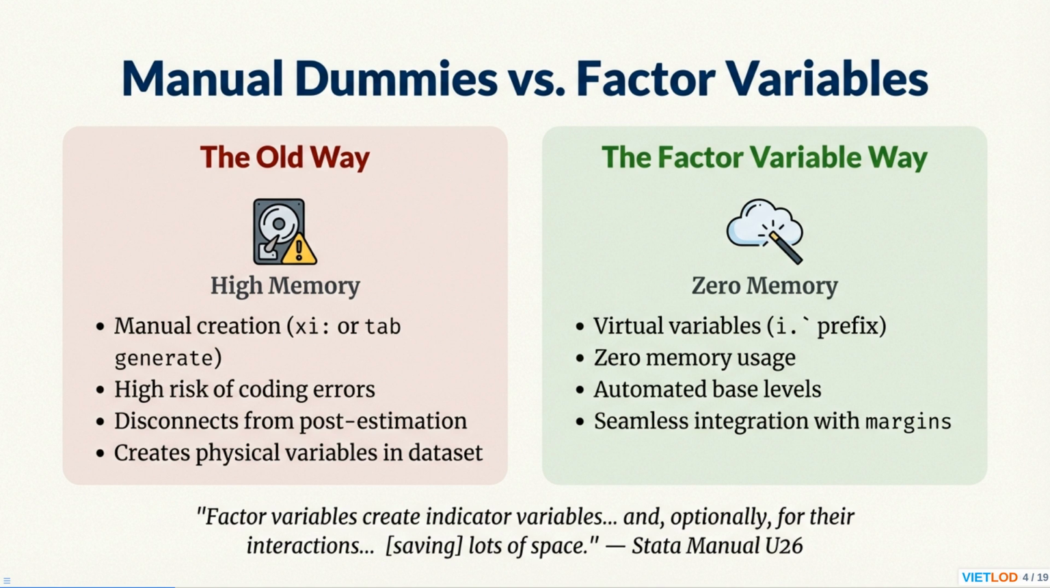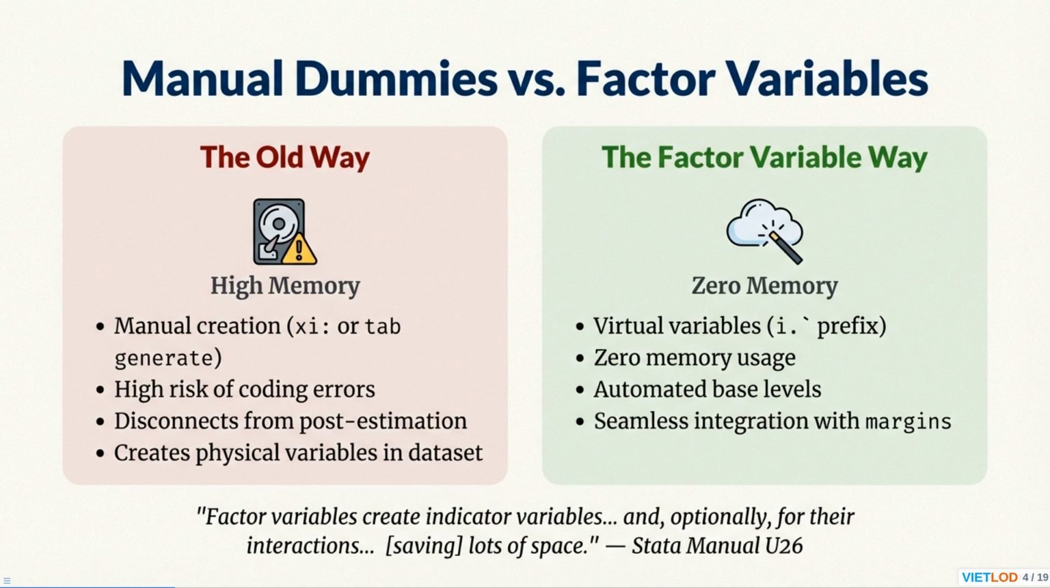The old way of handling categorical data involved manual creation of dummy variables using commands like xi or tabulate generate. This method was high in memory usage because it created physical variables in the dataset and was prone to coding errors. In contrast, the modern factor variable way uses virtual variables with the i. prefix, requiring zero extra memory and automating the selection of base levels. It also integrates seamlessly with post-estimation commands like margins.